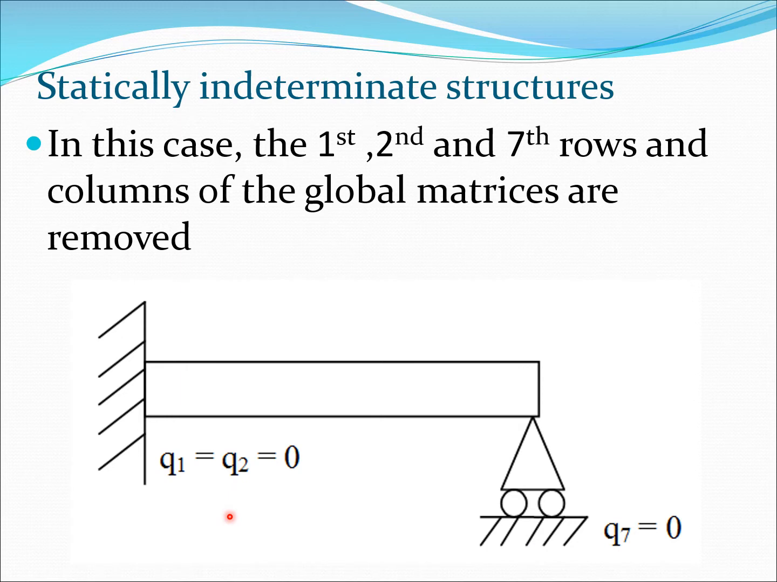If you had a statically indeterminate structure, such as that shown here, for example, you have a fixed boundary condition here and you have a simply supported boundary condition here, then how you would satisfy the boundary condition is that your Q1 and Q2 would be 0 here because of the fixed end. Remember, Q1 is displacement, Q2 is slope, and Q7 would be 0 because the displacement here is constrained, okay, not the slope. So these three columns and rows of the global matrices would be removed and the boundary condition would be satisfied. So it is easy to handle statically indeterminate structures using FEM.